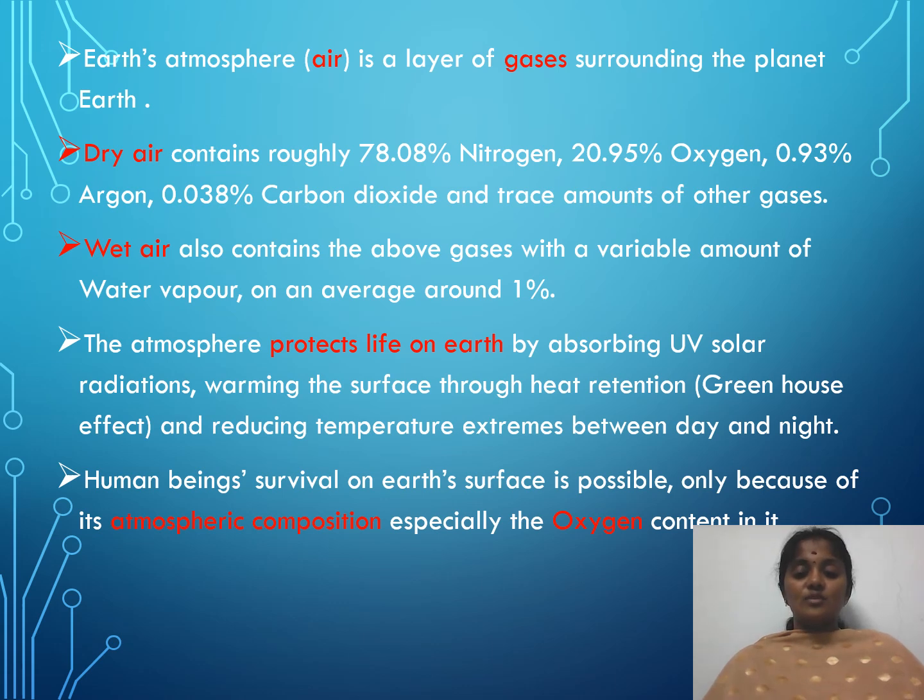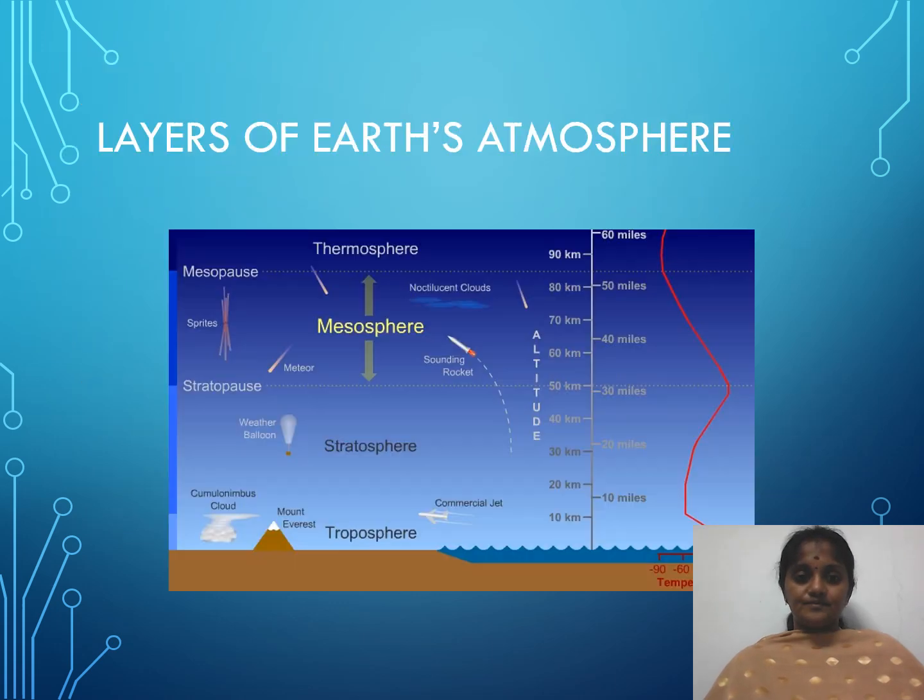The atmosphere protects life on Earth by absorbing UV solar radiation, warming the surface through heat retention, the greenhouse effect, and reducing temperature extremes between day and night. Human survival on Earth's surface is possible only because of its atmospheric composition, especially the oxygen content. Layers of Earth's atmosphere are shown: troposphere, stratosphere, mesosphere, and thermosphere.